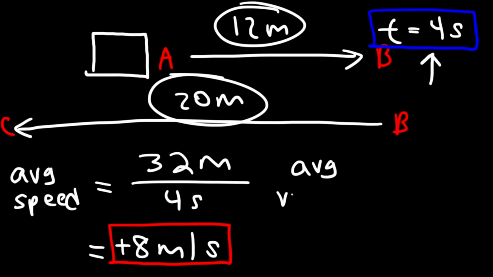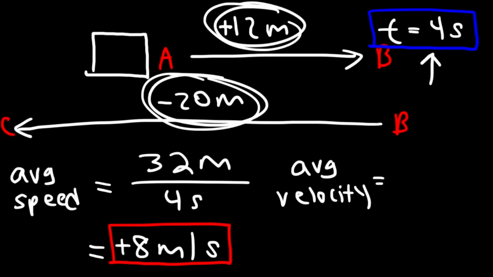Well, we know that average velocity is defined as displacement divided by the total time. The displacement for the first part of the trip going from A to B is positive 12 because the object is traveling in a positive x direction. The object is going east. For the second part of the trip, the object is traveling west towards the negative x direction. And so going from B to C, the displacement is negative. So if we add up 12 and negative 20, we can get the net displacement, which is negative 8.